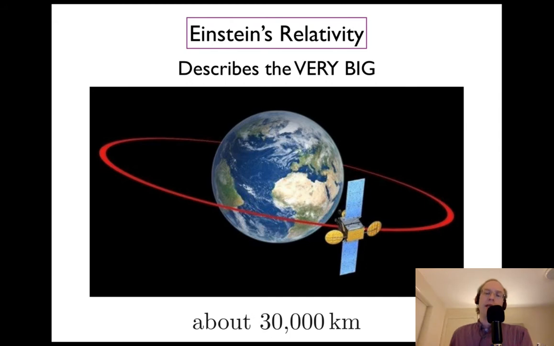Now, broadly speaking, Einstein's theory describes the very big, so things on very large scales, and in particular things with a lot of mass, or a lot of matter that warp space a whole lot. So for example, Einstein's theory can very accurately describe the orbits of satellites around the Earth. This is an artist's conception. But what kind of distances are those? Well, here's where the big numbers come in. A typical size of a satellite's orbit around the Earth is about 30,000 kilometers.